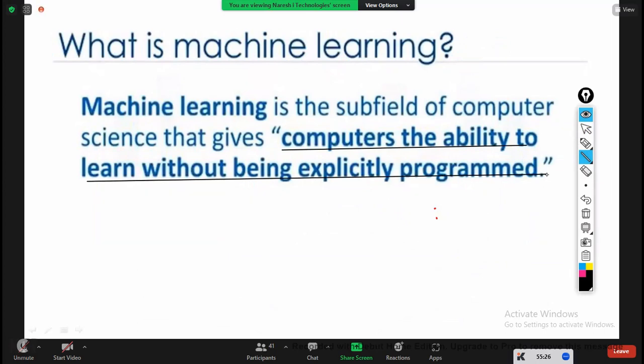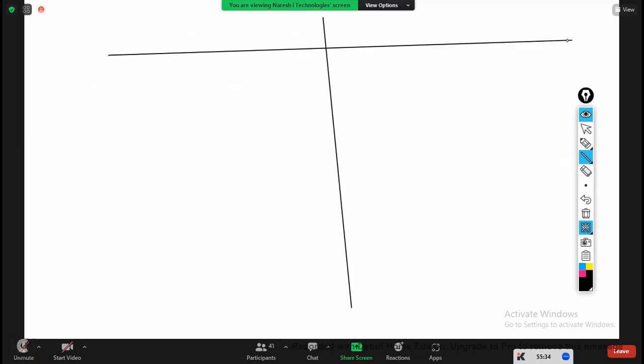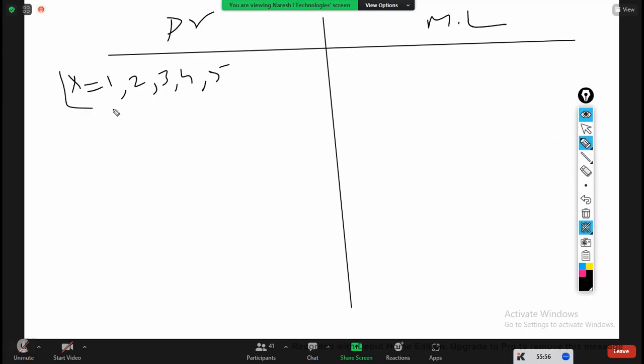Machine learning means it automatically works with respect to certain rules and it will understand the things by itself. What is the meaning of that? Let us take an example: normal general programming versus machine learning. In normal programming, for example, I have taken x is equal to 1, 2, 3, 4, 5. These are the x values. This is called the input.